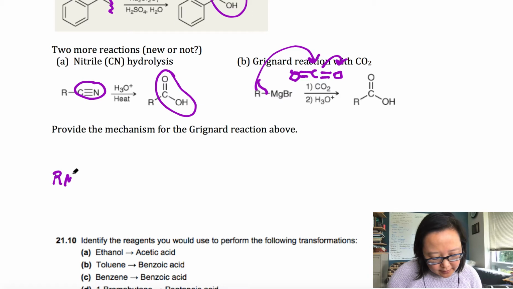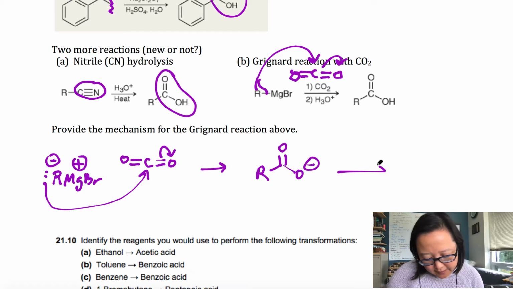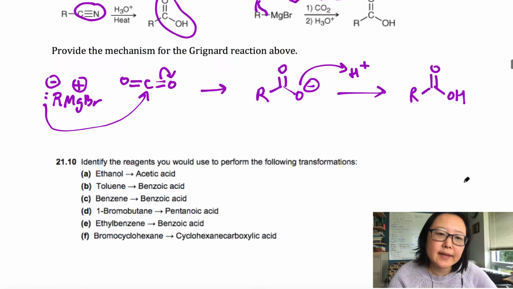So let's draw the mechanism for this reaction. You can draw the ionic form of the Grignard if you like. It's not totally ionic, but it works. Just like that, and then you have the R group attached. Then you have the carboxylate, which then acid workup gives you the protonated carboxylic acid. So there's the reaction there.